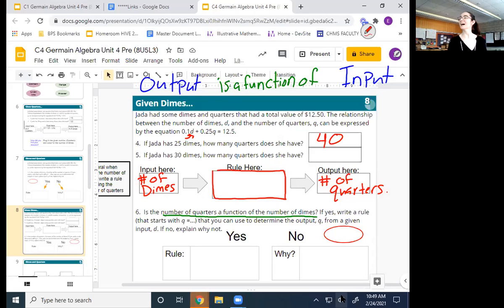Now, 30 dimes, how many quarters is she going to have? Nice job, Haley. Nice job, Claire. Nice job, Fizza. It's going to be 38 quarters because when you plug in, how did you get your answer? You plugged it in and you solved it. Yes, Julia, Fizza, Luke, awesome job, Claire DeLune. Very good on those. So now I want us to think about here.